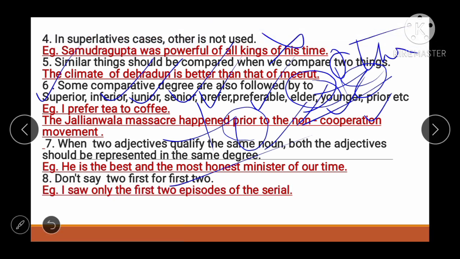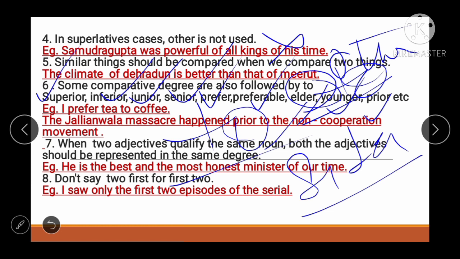Alright. So the next rule is when two adjectives qualify the same noun. Let's imagine that you have only one noun, like Sita. If you have to compare Sita's qualities, Sita has two qualities, so both adjectives would be represented in the same degree. You will not change the degree of that noun. You will use the qualities in the same degree, all right?